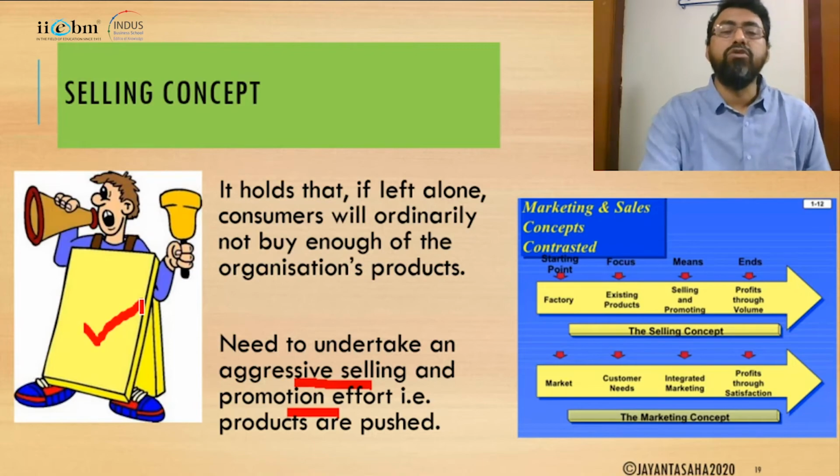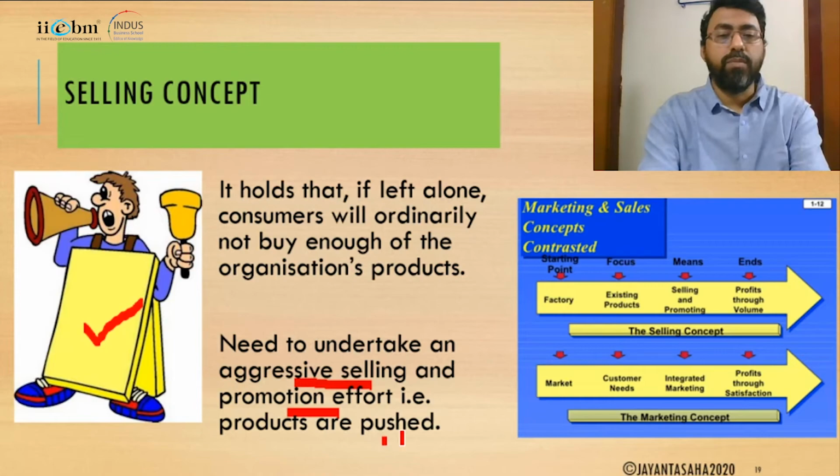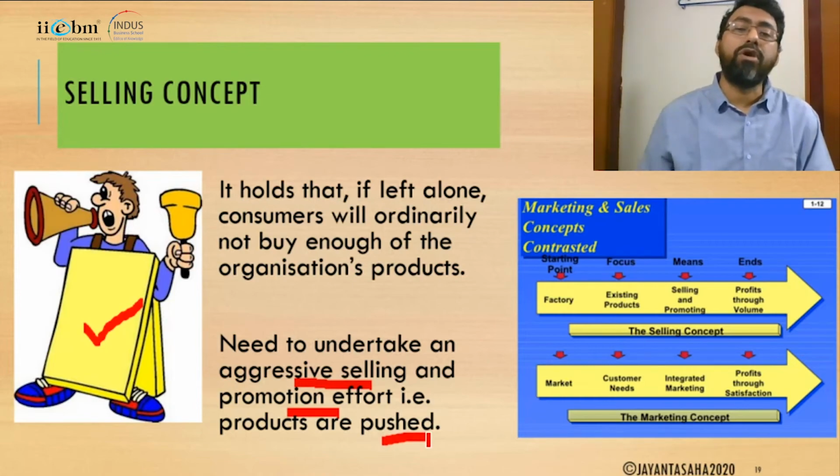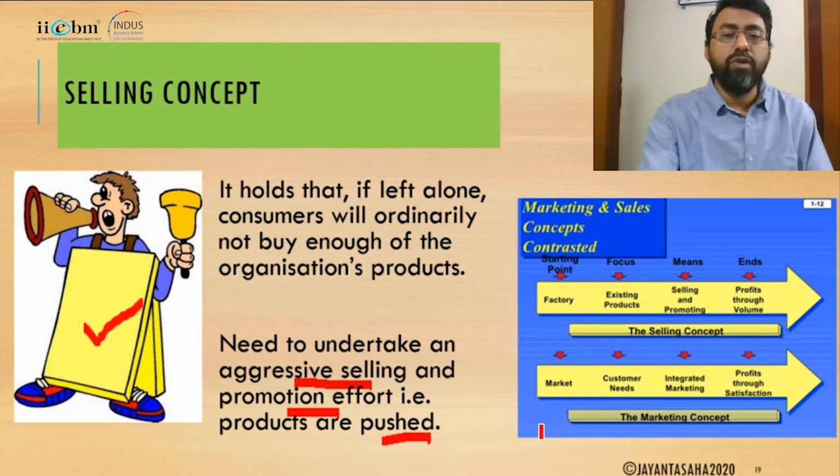So there's a lot of aggressive appealing to the customer to buy. So this is called a push approach. You are trying to push the product onto the consumer. So if you look at this particular graphic here, this is basically the sales concept or the selling concept. The starting point of the sales concept begins in the factory. So you basically have produced a car.